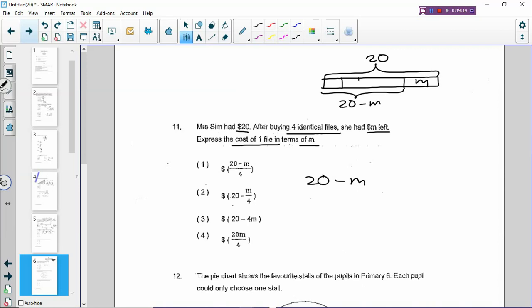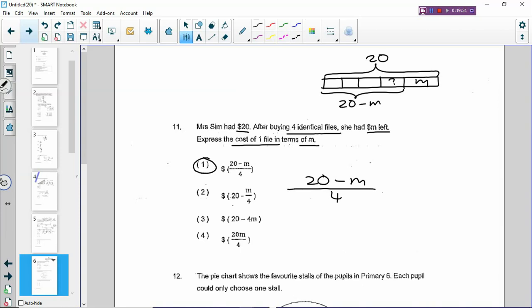And what did she spend on? She spent on 4 files. So can you find how much is one file? Then you take 20 minus M, which is the money that she has spent, and then you divide by 4 to get how much is one file. So your answer will be number 1.